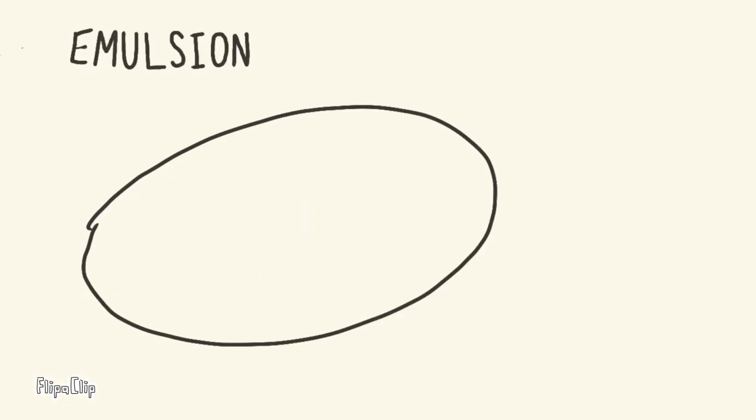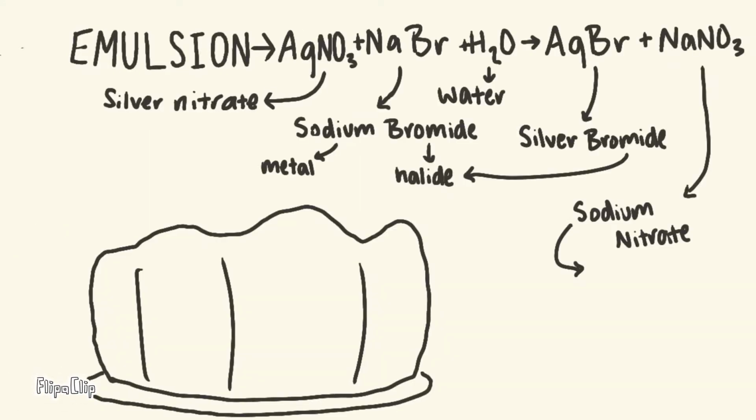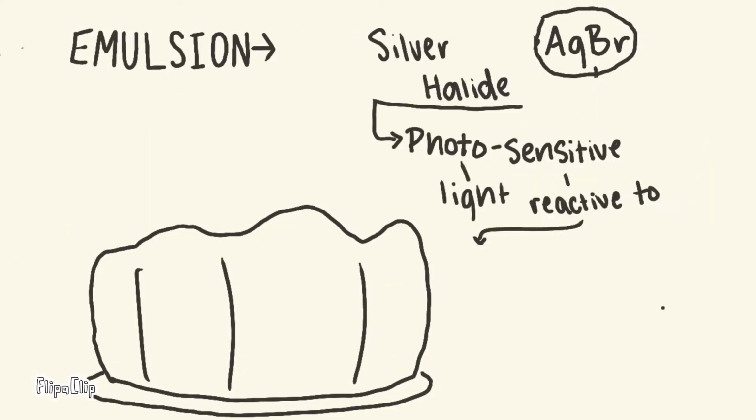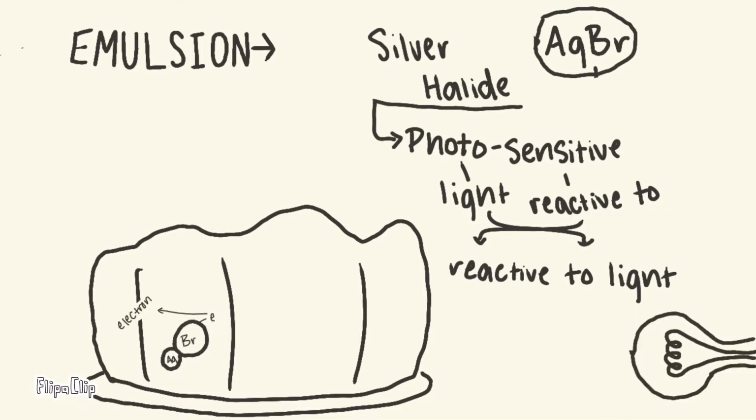The paper is made of a few layers, the most important being the emulsion. The emulsion is a jello-like substance that has silver halide crystals suspended within it. These crystals are photosensitive. This means when a photon hits the crystal, it kicks out the electron in the halide. The kicked out electron then roams freely in the emulsion layer.